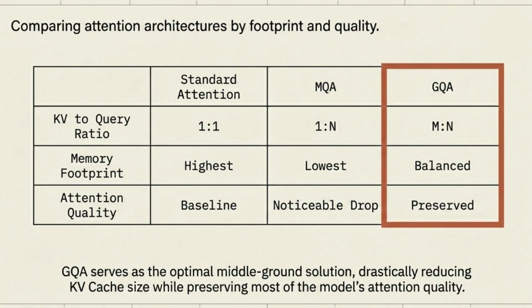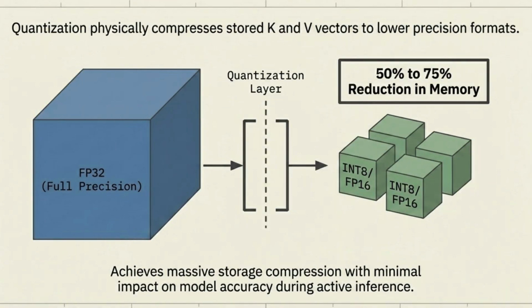Third layer, the algorithmic squeeze. GQA reduced how many caches we create. Now we physically compress the data inside each one. By default, KV vectors are stored in FP32, full 32-bit floating point precision. Quantization converts those vectors to INT8 or FP16. Lower precision, smaller footprint. And how much smaller? 50 to 75% reduction in KV cache memory.